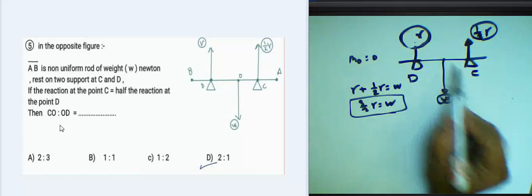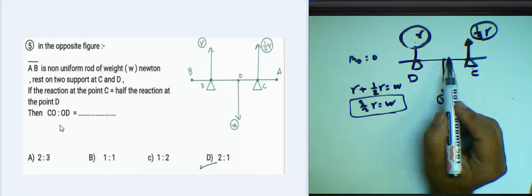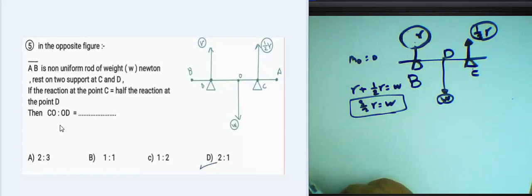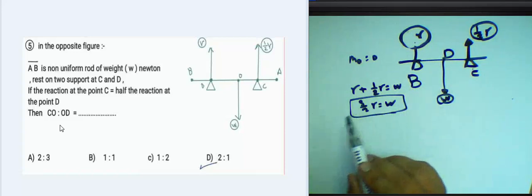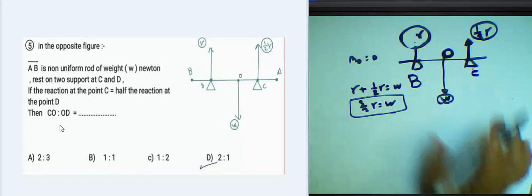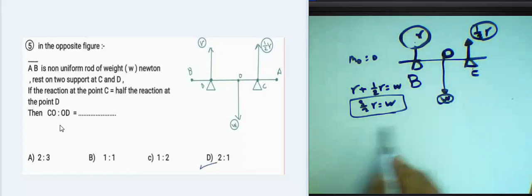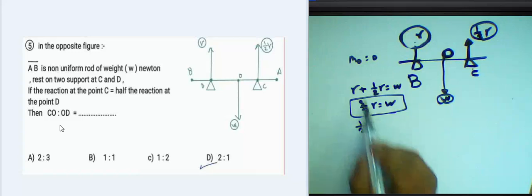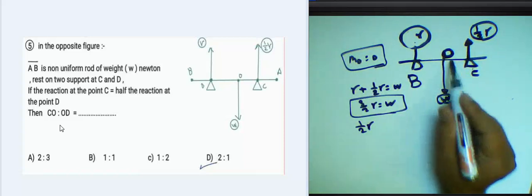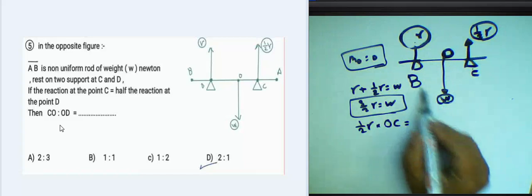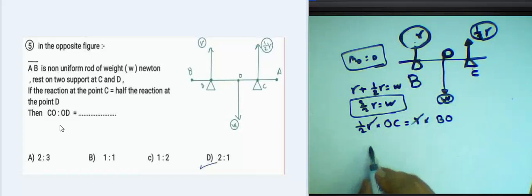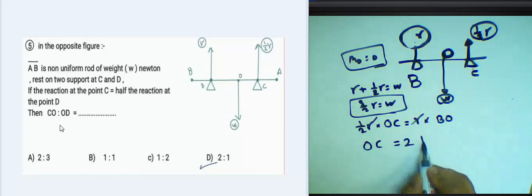It's a relation. So the distance between this point C and D, and this point O, where the weight acts. Then half R times this part. Why do we do that? Because the moment about any point equals zero. We can take moments about this point O or D. Half R times this part OC equals R times this part PO. We can cancel R by R, then OC will be twice PO.